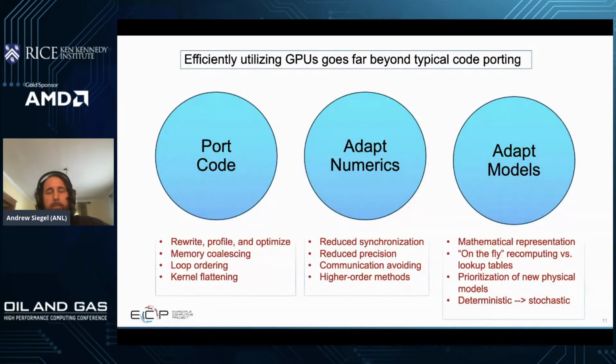I wanted to give a little bit more sense about how efficiently using the GPUs goes far beyond typical code porting. So when we think of porting code, we think of strategies that incrementally get you more and more performance on systems like GPU-based systems. When we think of numerics, we might think of things like communication avoiding sparse linear solvers. When we think of models, we might think of going from a deterministic to a stochastic model to exploit more parallelism. We might think about, like I said, prioritizing something that maps well to the GPU architecture. We might think about recomputing things that we used to look up, but the efficient use of GPUs involves all of these areas.